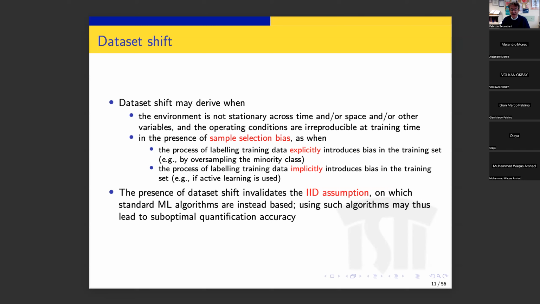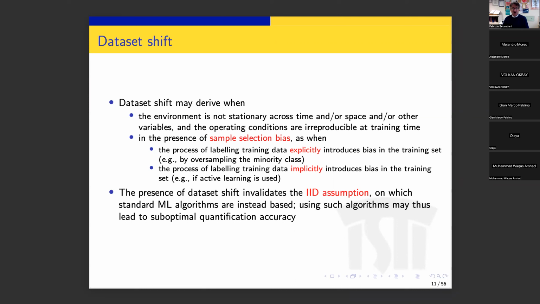So in general, we say that the operating conditions are irreproducible at training time. The conditions in which you operate, say the October 2001 conditions, were not reproduced at training time if the training data were from August 2001. So you cannot always predict what the operating conditions in the future will be.